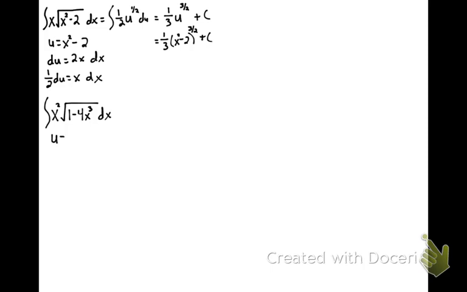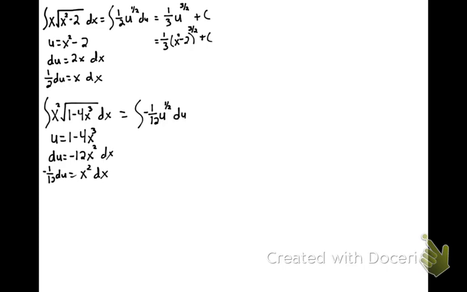So let's say u equals 1 minus 4x cubed. This means that du equals negative 12x squared dx. So negative 1/12 du equals x squared dx, because I took the derivative. So when I put this in terms of u, what I will have is negative 1/12 u to the 1/2 du.